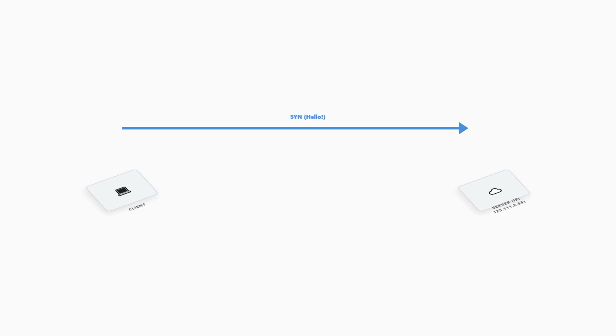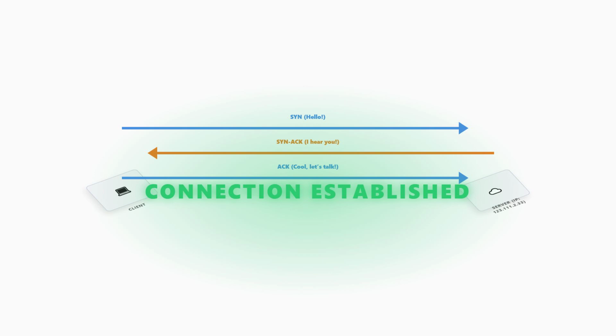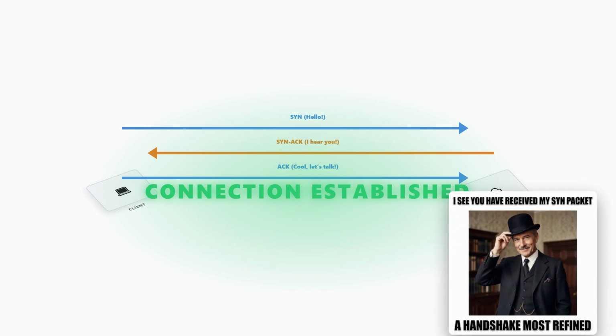Once we have the IP, we don't just barge in, we need a TCP handshake. The browser sends a SYN packet to say hello to the server, and the server responds with a SYN-ACK, meaning, I hear you. Then the browser finishes with an ACK packet, implying, cool, let's talk. It's the most polite part of the internet.